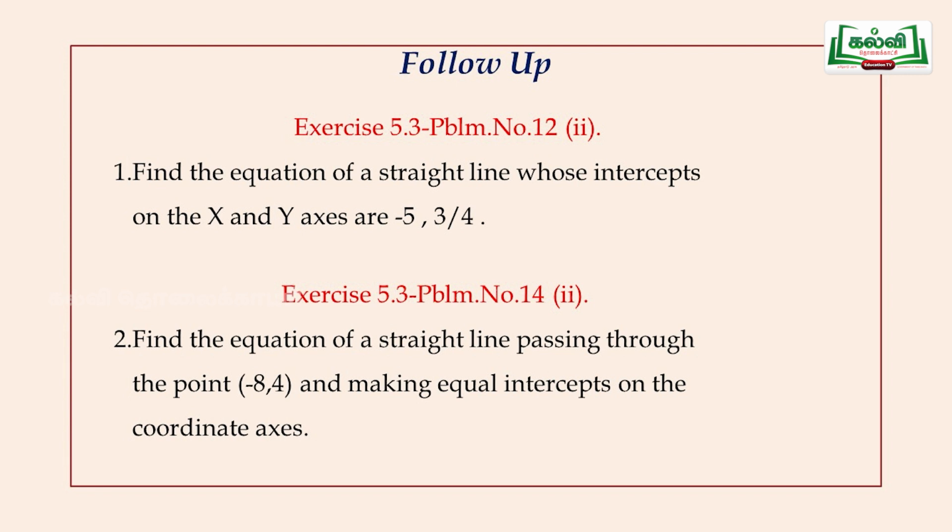The second one, find the equation of the straight line passing through the point minus 8, 4 and making equal intercepts on the coordinate axis. So equal intercepts, so a and b are equal, so you will write a is equal to b and find out the equation of the line.